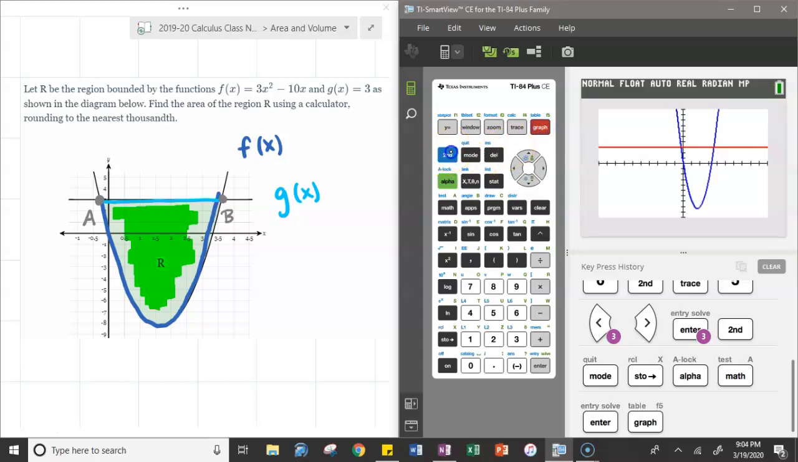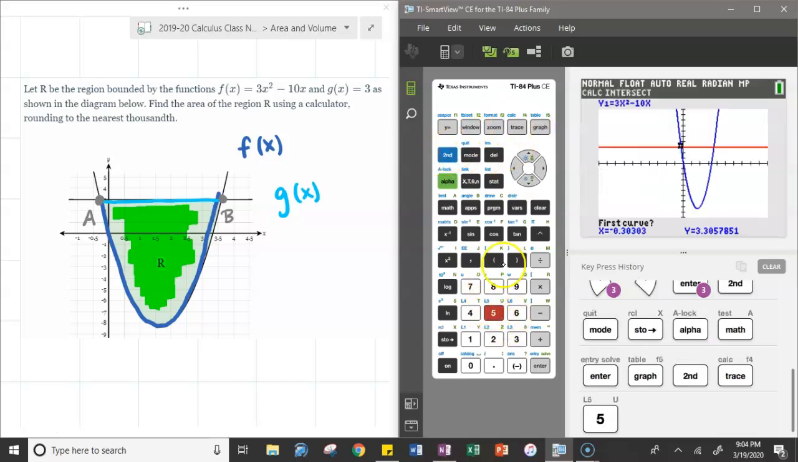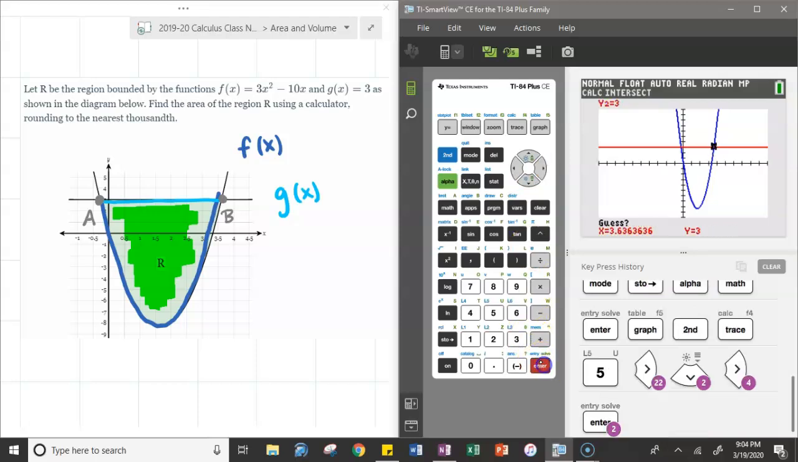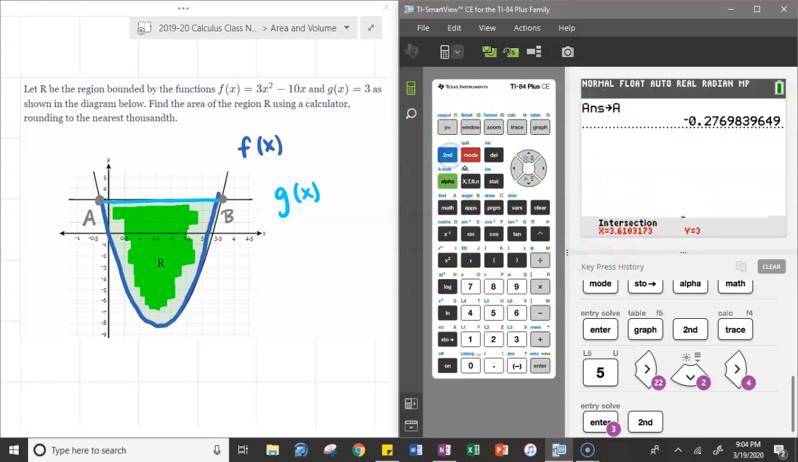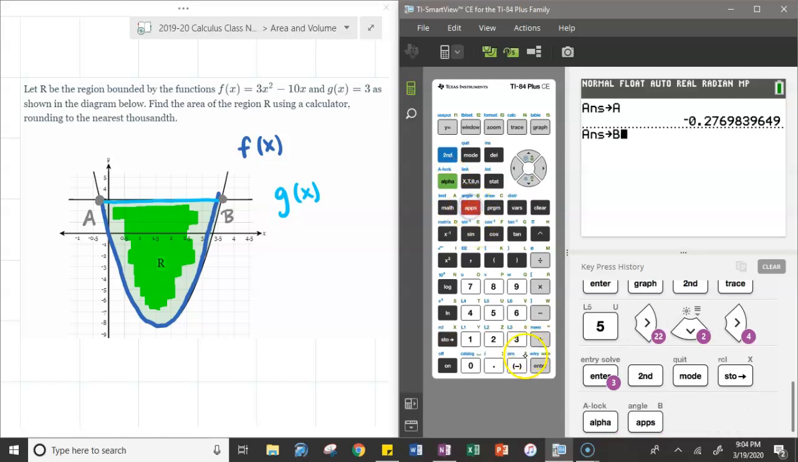Go back to the graph, find the second point of intersection. Go near it, hit enter 3 times. Point of intersection is pulled up. You go back to the home screen and immediately store it as B.